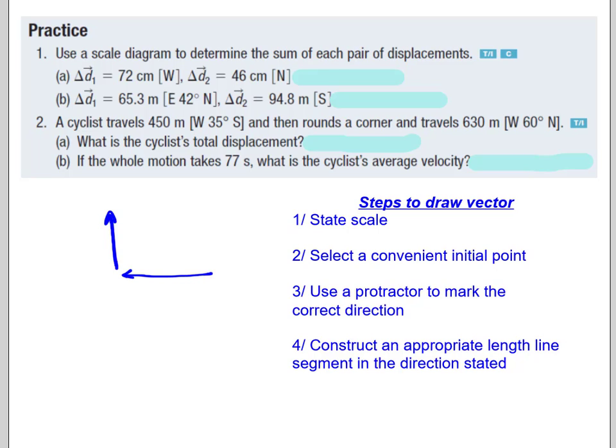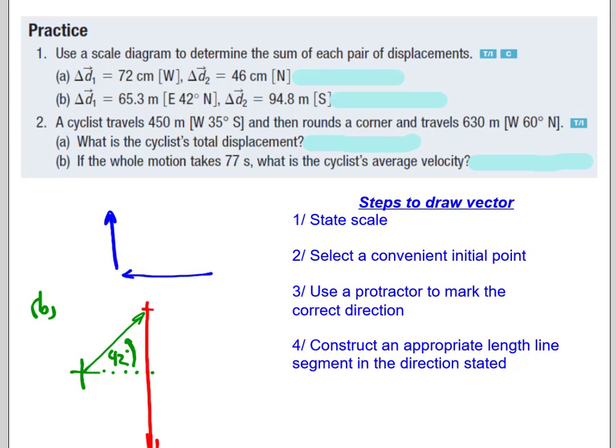65.3 meters east, 42 degrees to the north. So again, we'll start with a little x. I'm going to start to the east, and I'm going to turn 42 degrees to the north. Okay, so I'm turning that direction. Okay, this is for question B. And then you would follow that with 94.8 to the south. So there would be, again, a little x here, and then we would be going to the south. Okay, so if you want to pause the video there, follow the steps to draw your vectors, and then I'll erase the answers. You've got 2 questions there you can try.